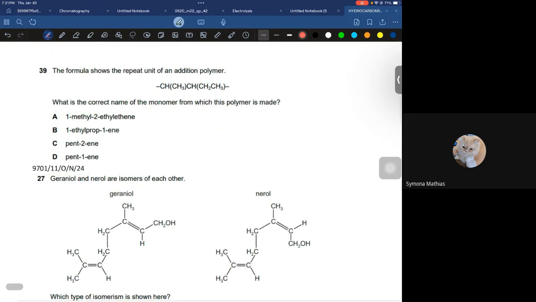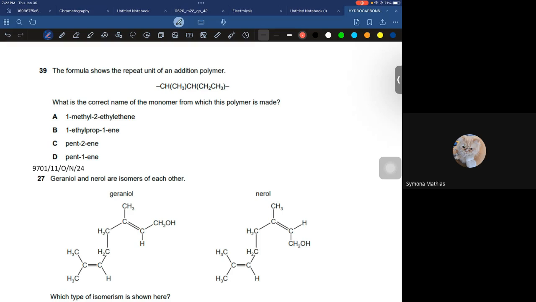The formula shows the repeat unit of an addition polymer. Now see this question. They have given you the polymer and they are asking the correct name of the monomer from which this polymer is made. So to identify the monomer, you are supposed to draw the structure first, then you can identify what the monomer is, and then obviously you can give the name to the monomer to find the correct option.